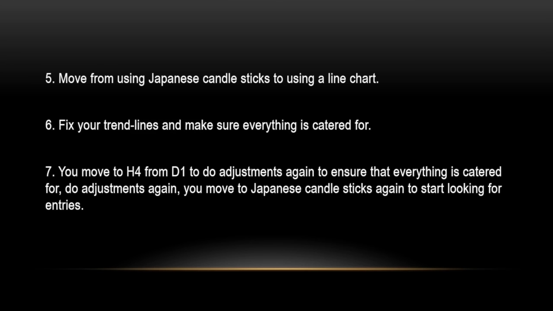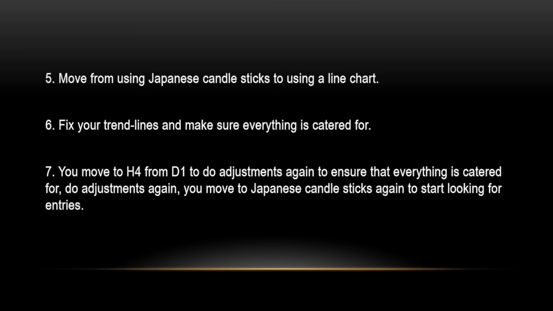Number seven, you move to H4 from D1. You remember you were on D1, now you move to H4 to do adjustments again and to ensure that everything is catered for. You do these adjustments again and then you move to Japanese candlesticks again to start looking for entries. When you are now on step number 7, on 4 hours, that's where you start looking for entries. Which entries am I going to be taking?